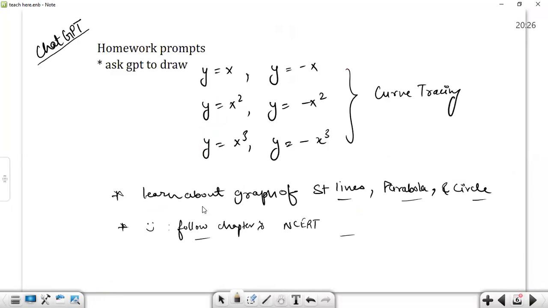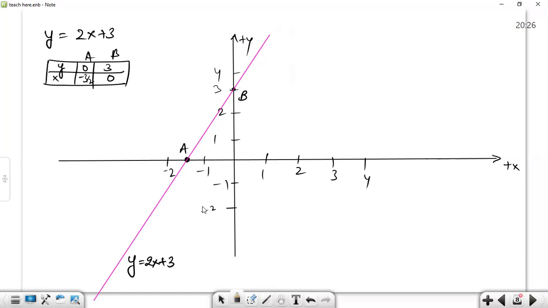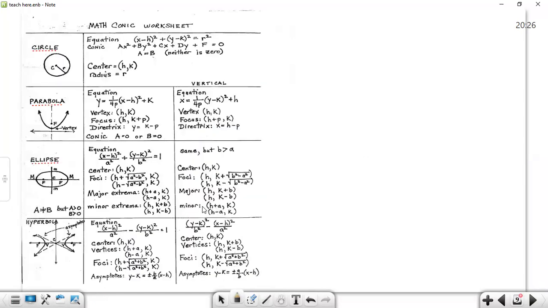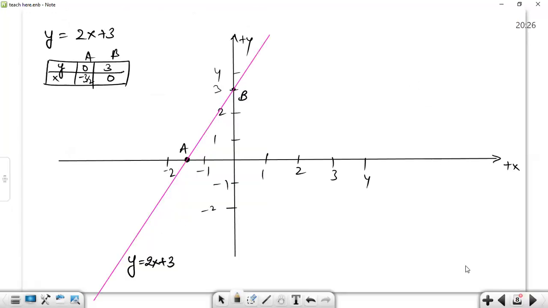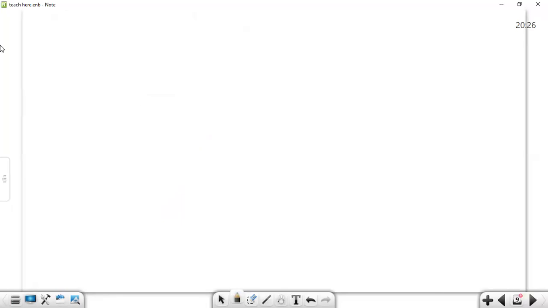So this is about straight line. Let us now discuss circles. So here you can also see there's a circle. Circle is what? Can anyone tell me? Define circle.